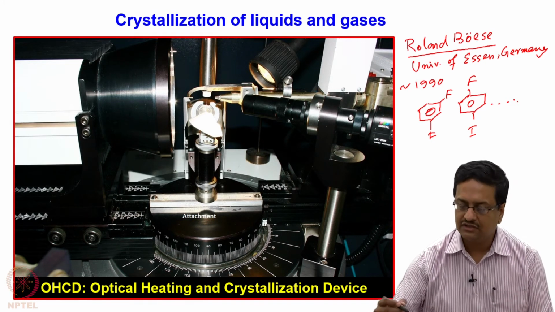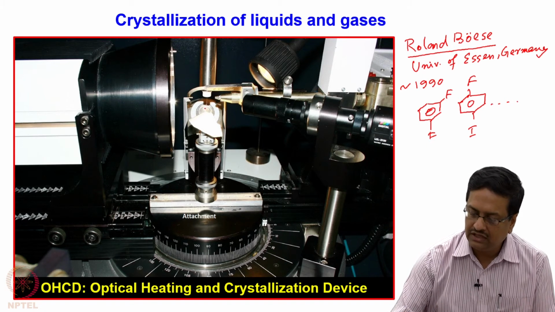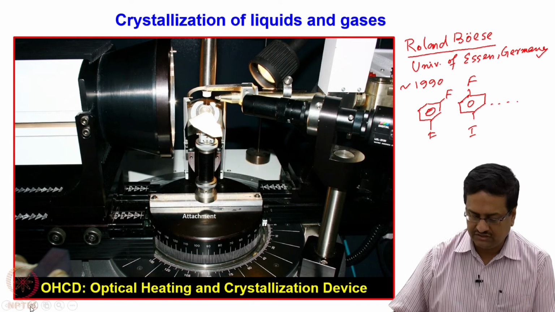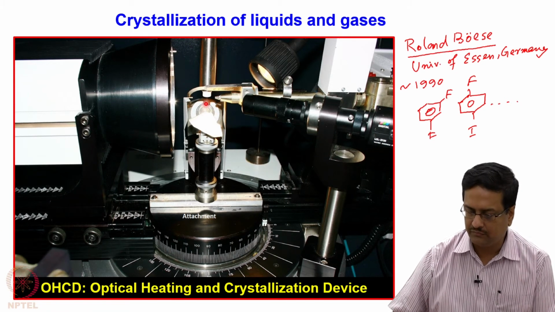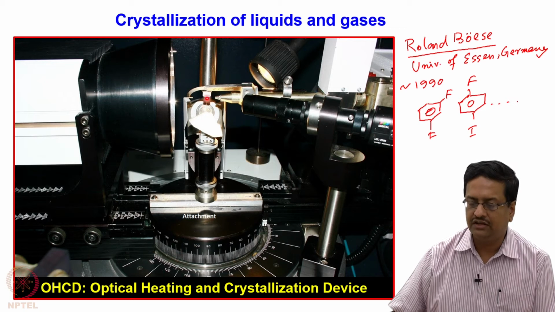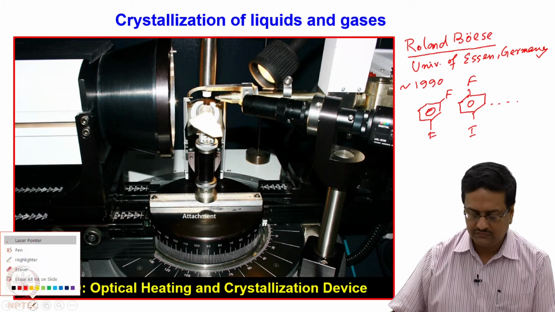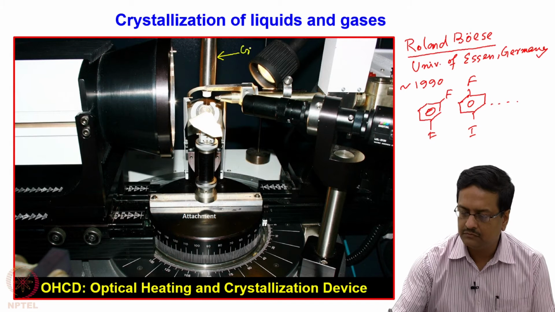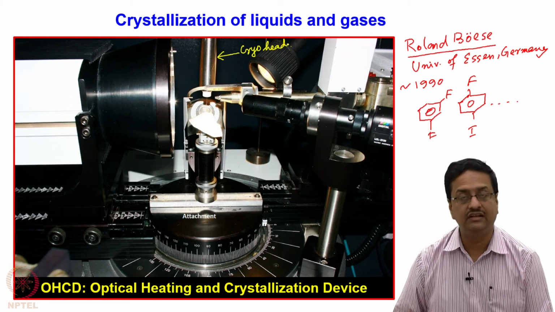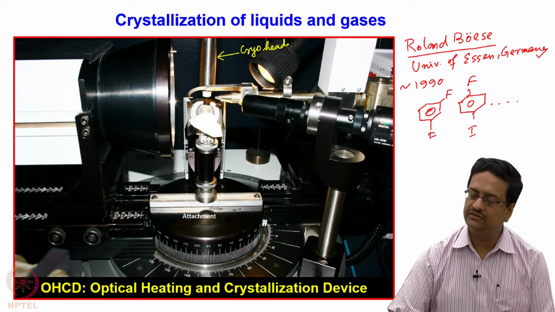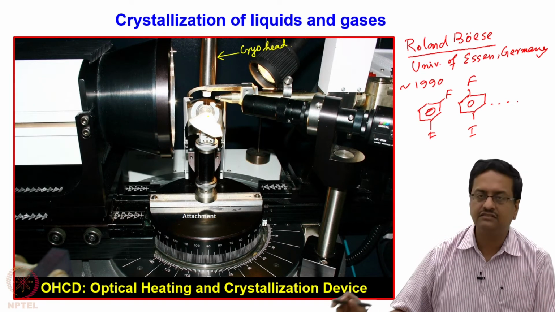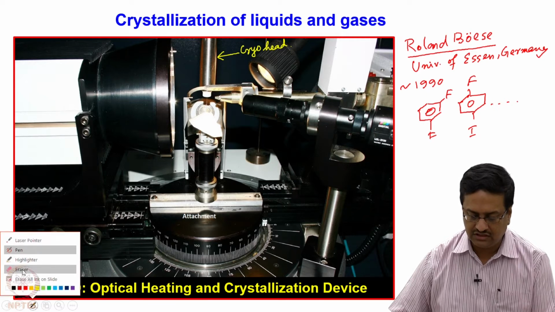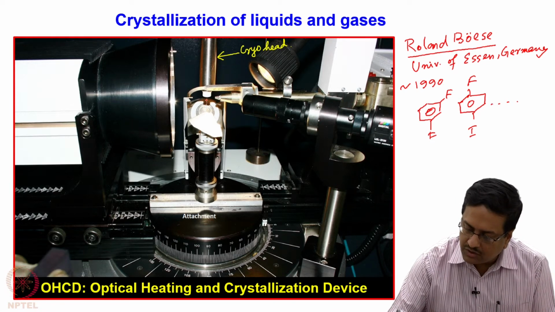So what it does is, in this particular figure, we have a capillary which is mounted on a diffractometer, mounted here, and at the top you have a cooling device. We have a cryo head which supplies a cold stream of liquid nitrogen, or rather a cold stream of nitrogen gas, and then crystallizes the material or solidifies the material inside the capillary which is mounted here.